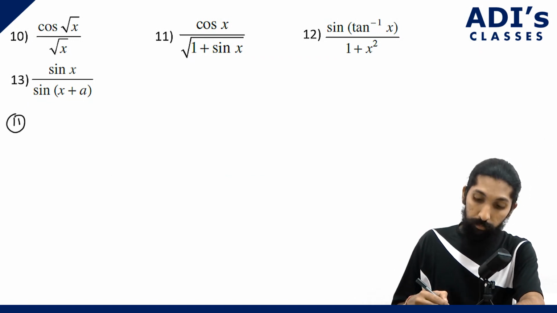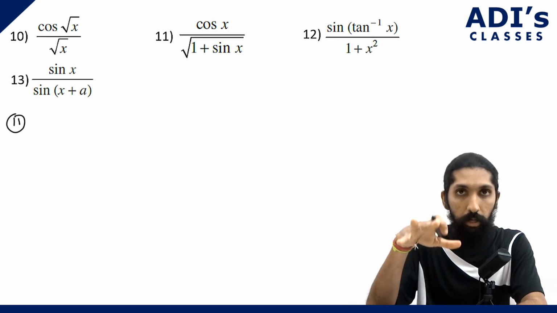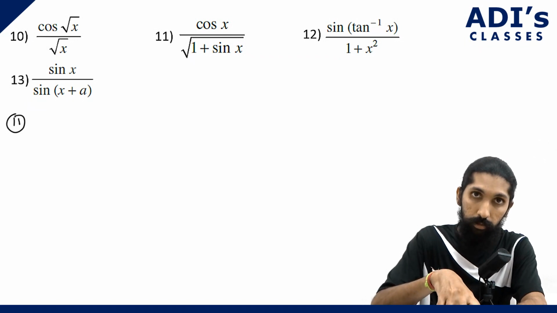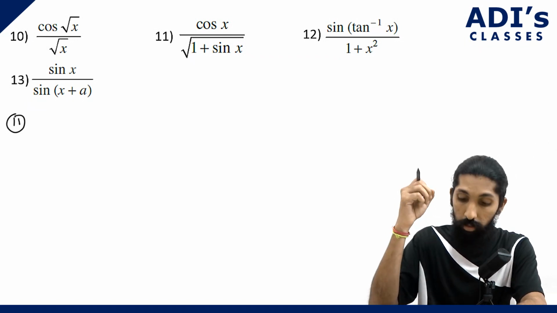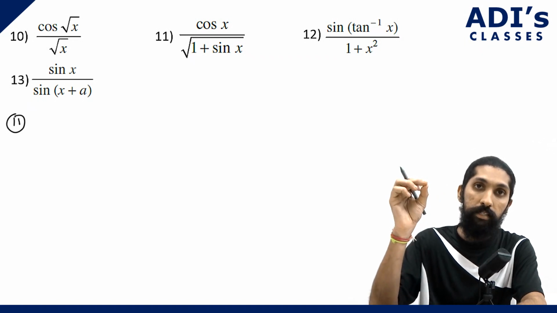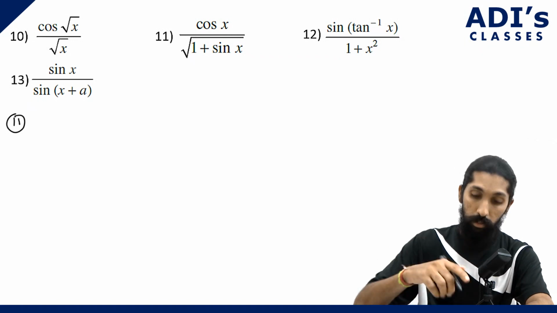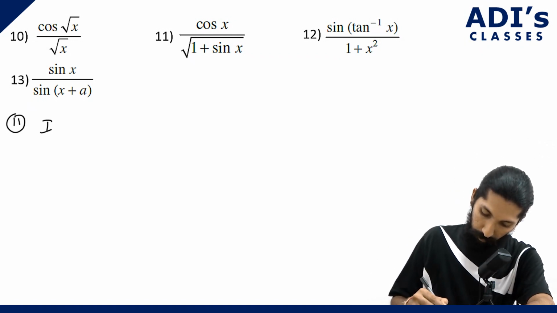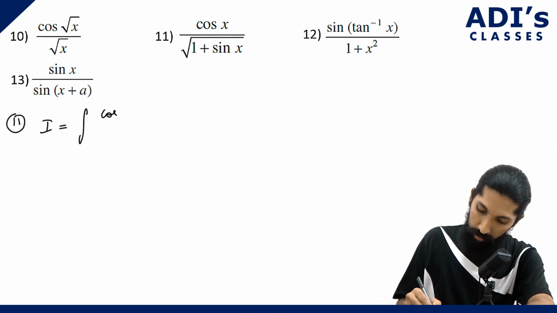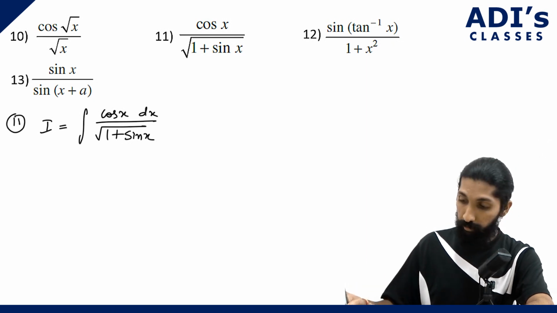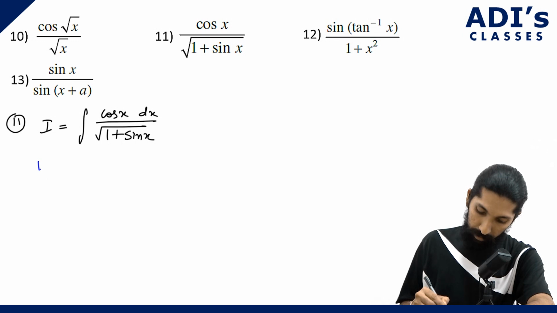Cos x by root of 1 plus sin x. Guys, by now I think you will get to know what you need to substitute as t, correct? So in this question, you can take 1 plus sin x as t because you have a cos x in the numerator, cos x dx. So you have I is equal to the integral of cos x dx by root of 1 plus sin x. This is the value of I, the integral. Now you can take 1 plus sin x is equal to t.